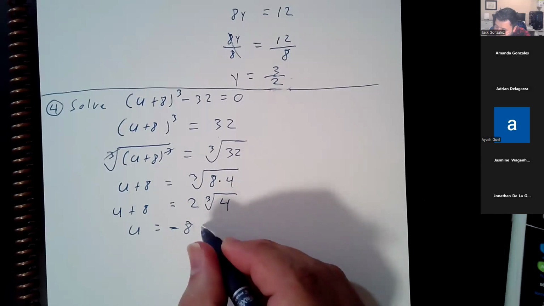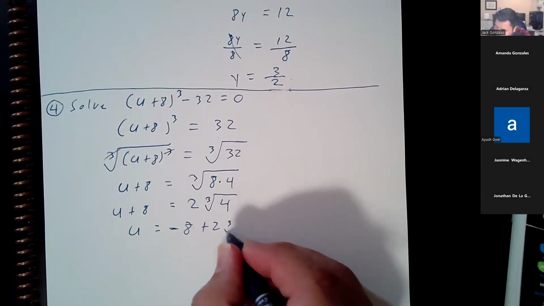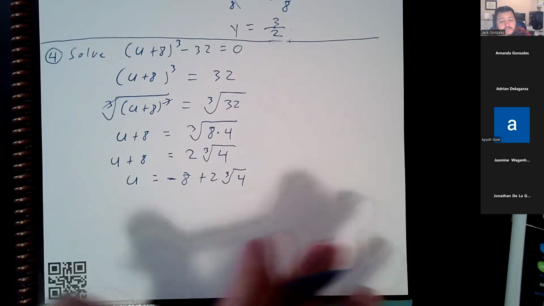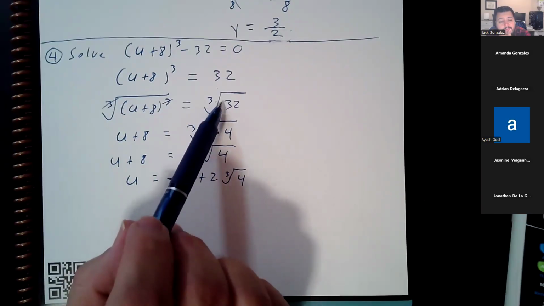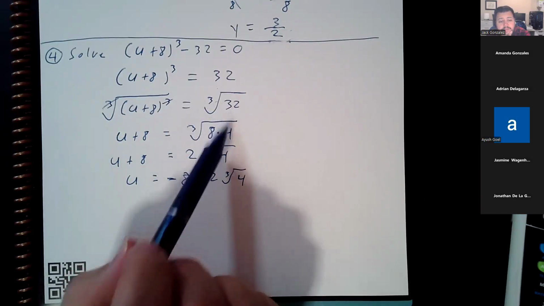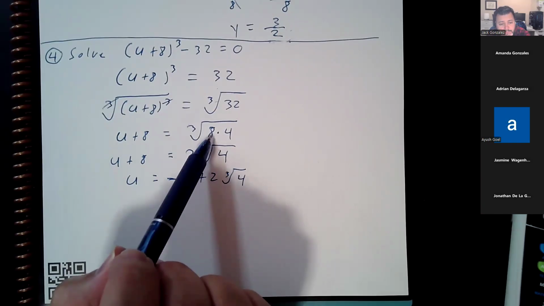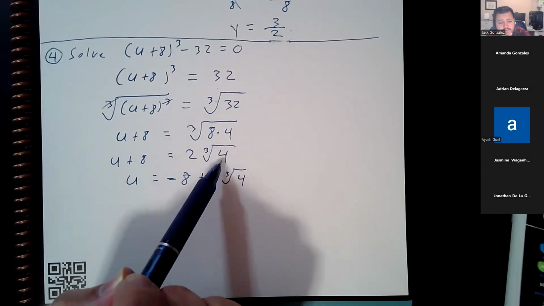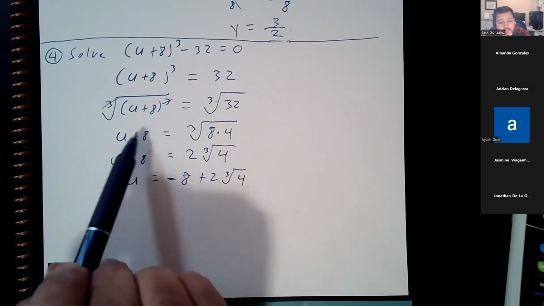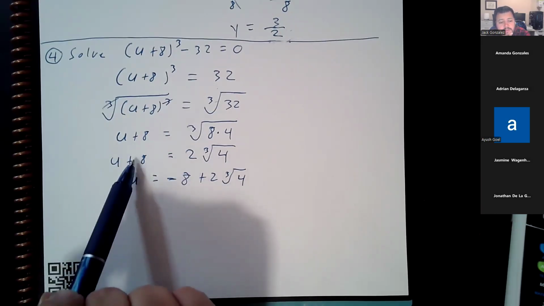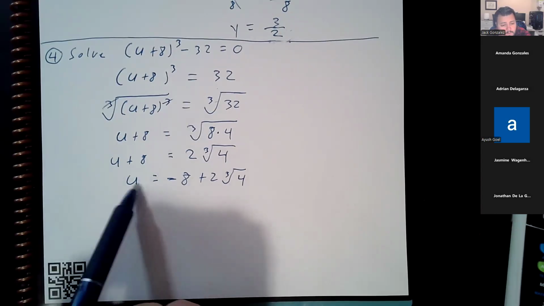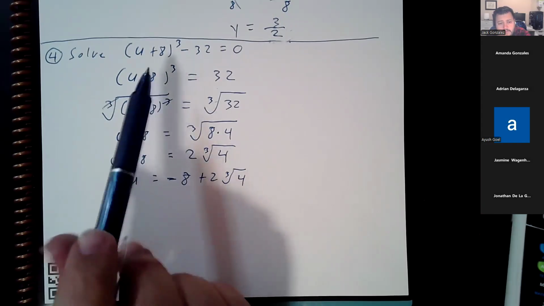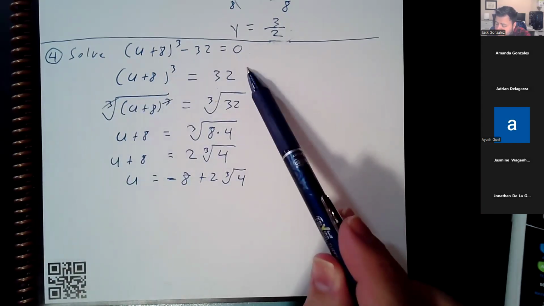Move the 8 over, and we're done. We can't do anything else. It's not a very pretty answer, but that's it. The 32 is not a perfect cube, but it can be reduced by pulling out a cube. The 8 becomes a 2. The 4 is not a cube, so it stays in there. I subtract the 8 on both sides, or move the 8 over, however you want to think about it. u is equal to negative 8 plus 2 cube root 4. Is any of the algebra not clear to you?